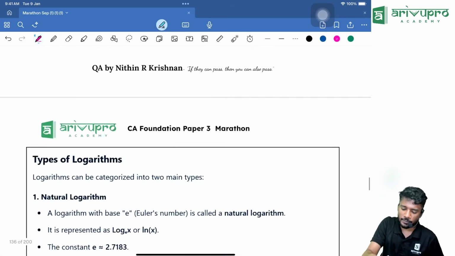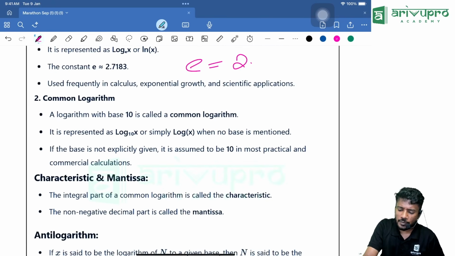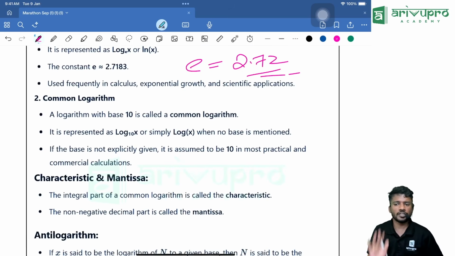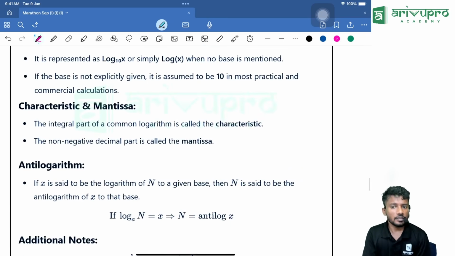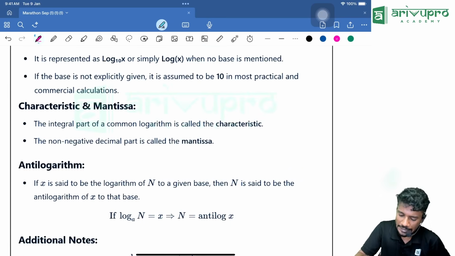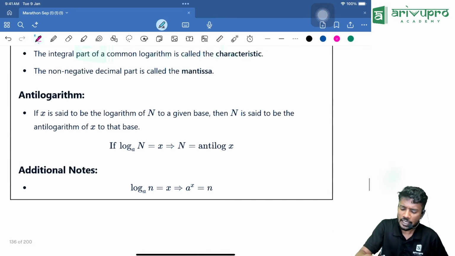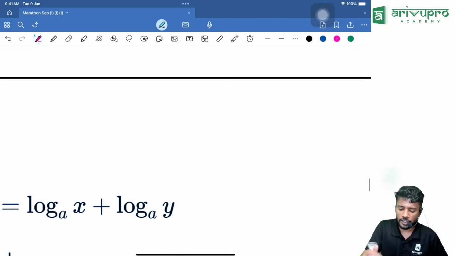It is required. Now, what is the value of e? e is nothing but 2.72. We will usually take it as 2.72 and it is used in which chapter? In theoretical distribution, we are using it. Chapter number 16, 17 or 17. Sorry, 16.